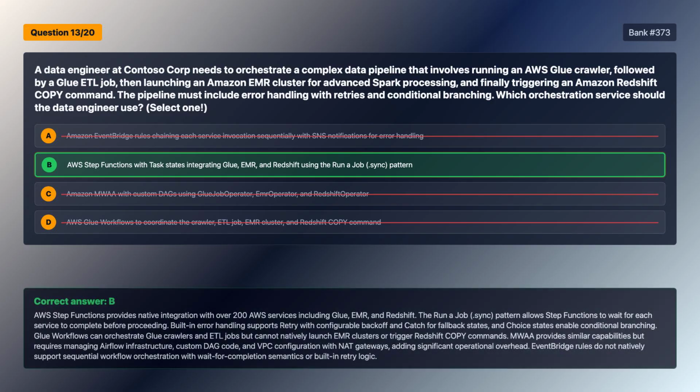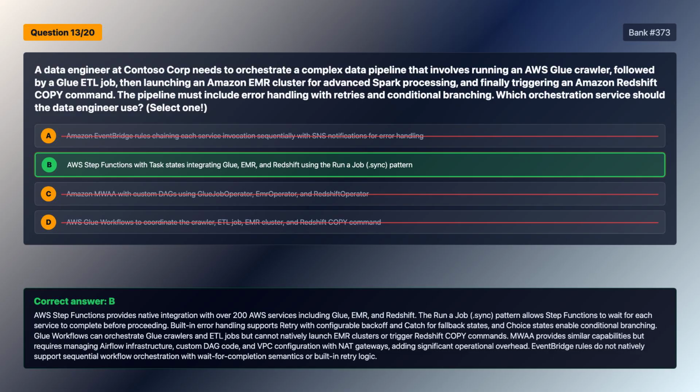The correct answer is option B. AWS Step Functions provides native integration with over 200 AWS services including Glue, EMR, and Redshift. The Run a Job Sync pattern allows Step Functions to wait for each service to complete before proceeding. Built-in error handling supports retry with configurable backoff and catch for fallback states, and choice states enable conditional branching.